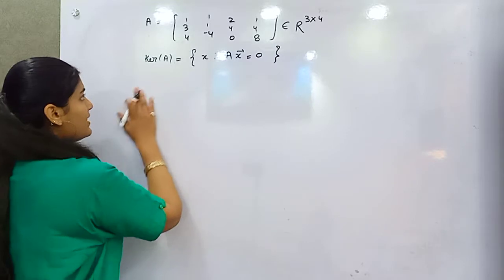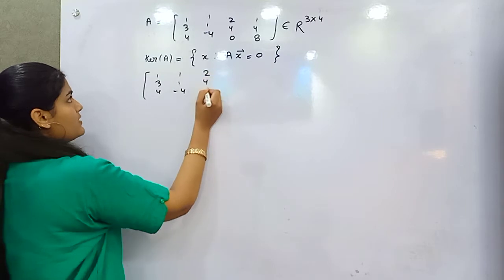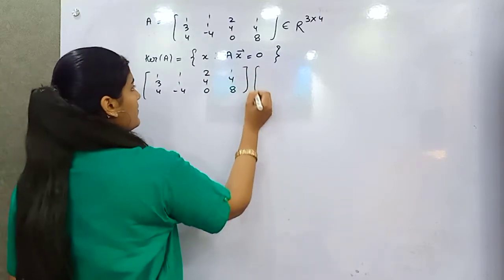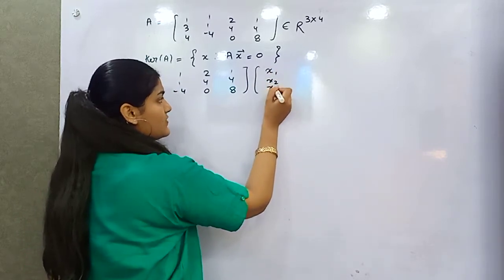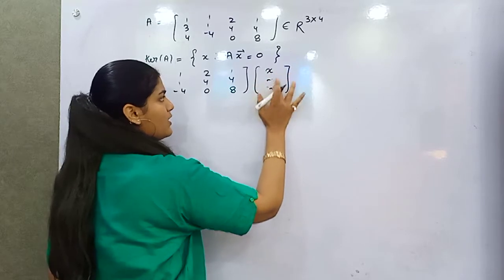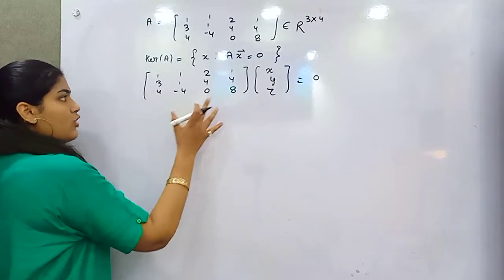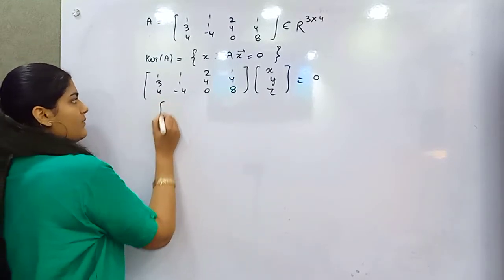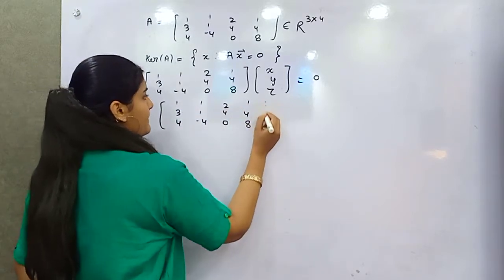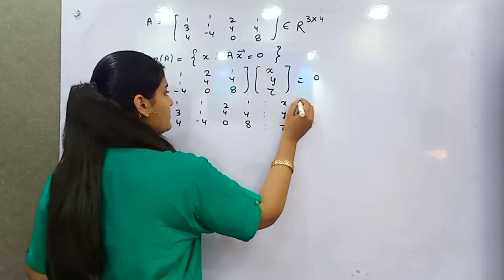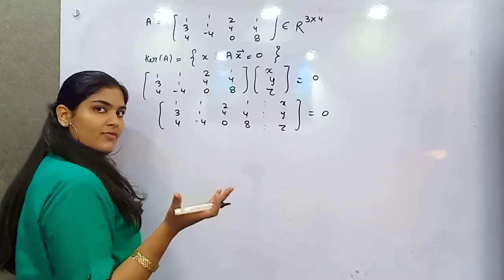So let's see how we can do it. If you check, 1, 3, 4, 1, 1, minus 4, 2, 4, 0, 1, 4, 8, times x. You can put it as x or x1, x2, x3, or xyz, anything you want, equals 0. Now solve it, but before that you can do one thing. You can write it in the form of an augmented matrix. Okay, and now try to make it into row echelon form.